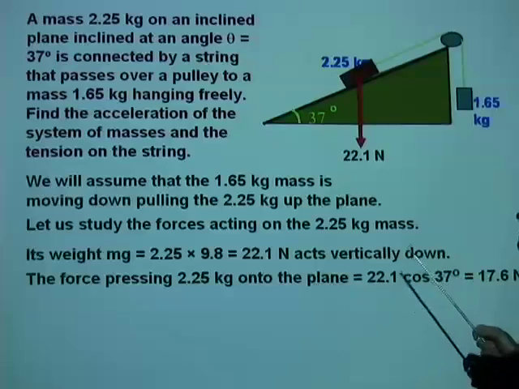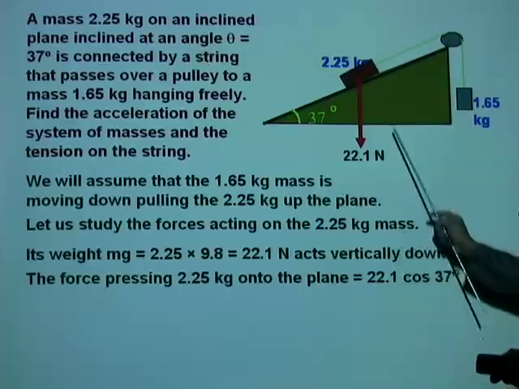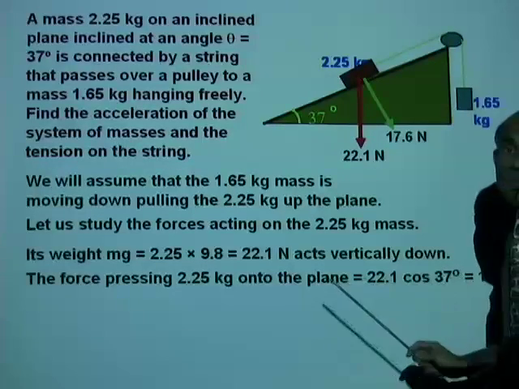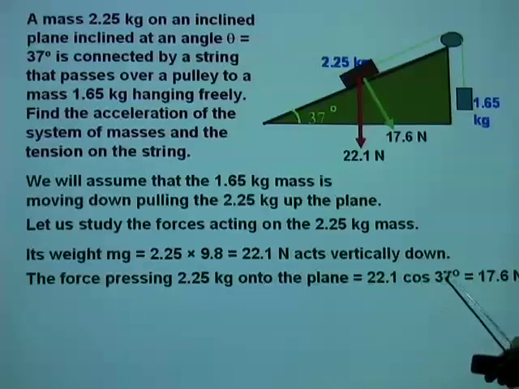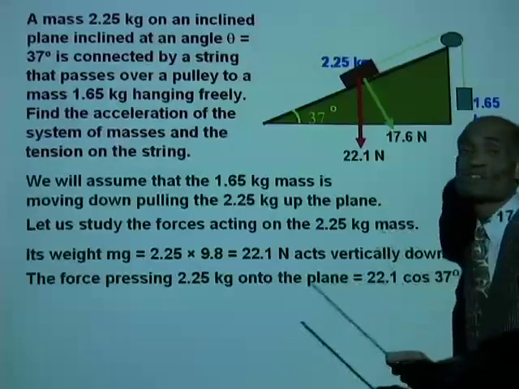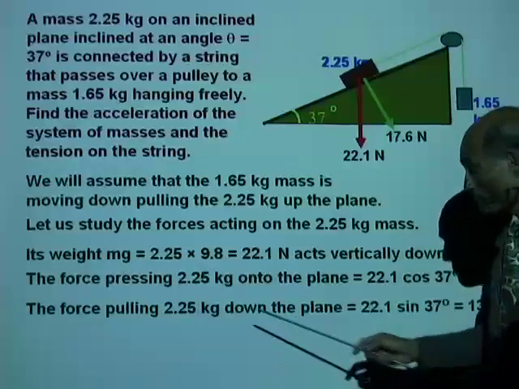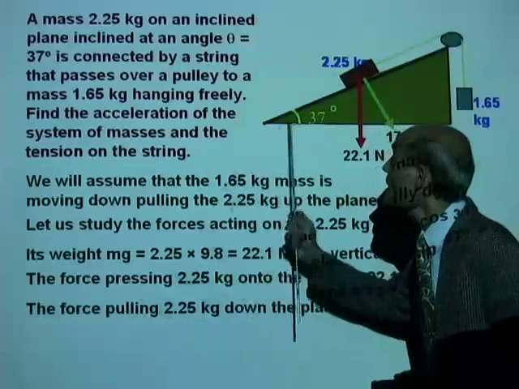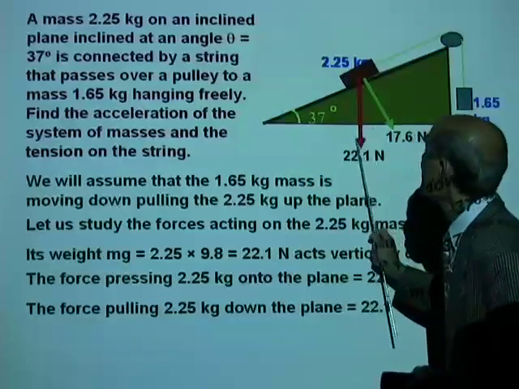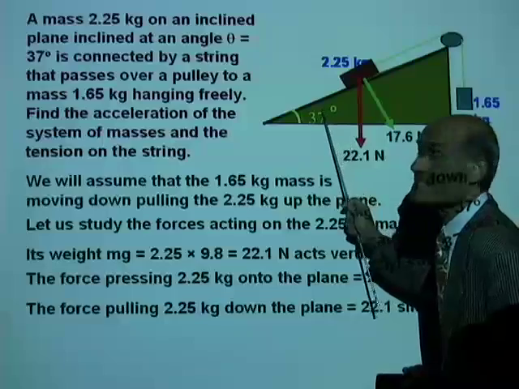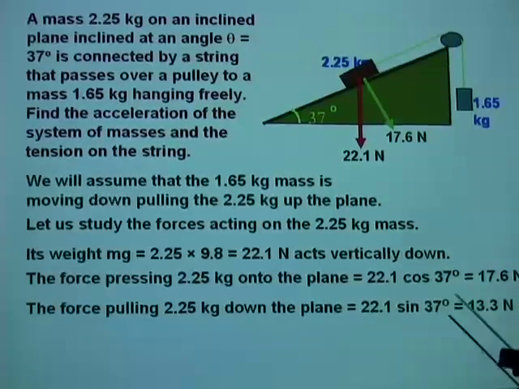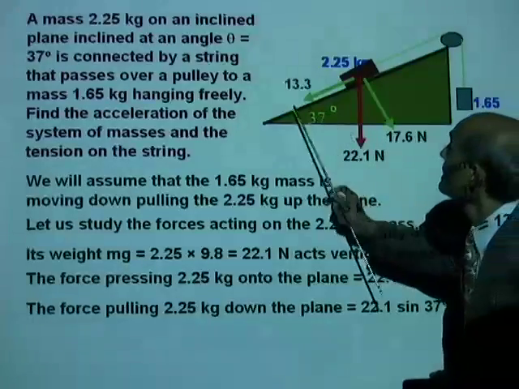That is 17.6 Newton. So this force is 17.6 Newton. That will be 22.1 cos 37. It works out to be 17.6 Newton. And the force pulling the 2.25 kilogram down the plane will be 22.1 sine 37 degrees, and that is 13.3 Newton down the plane.